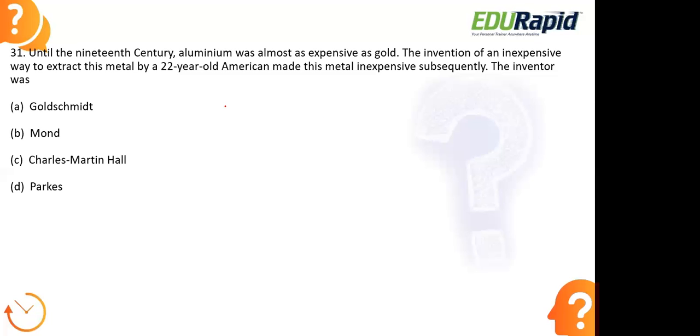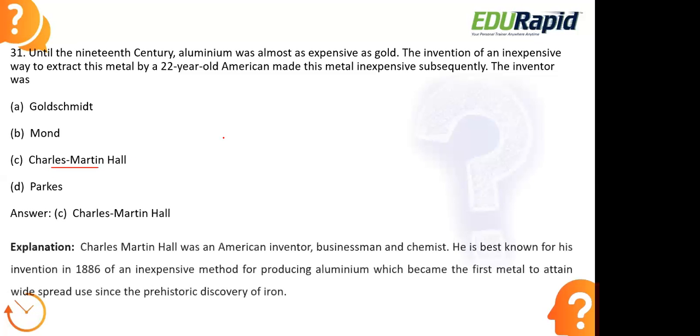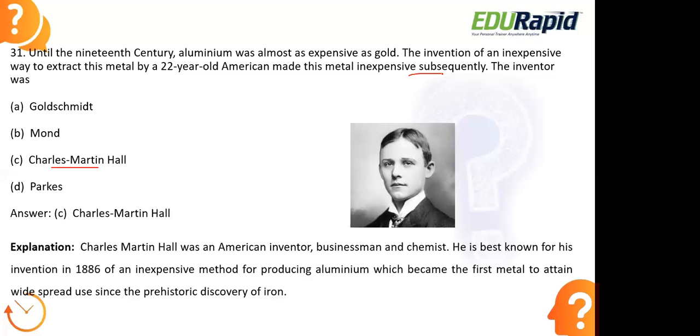Okay, let us look at the answer. The right answer is option C, Charles Martin Hall. So he was the one who discovered how to extract this aluminium in an inexpensive way. So how can we extract this aluminium from the ore easily, without spending much? That is what was found out by Charles Martin Hall, and during this invention he was only about 22 years old, and he is basically from America.